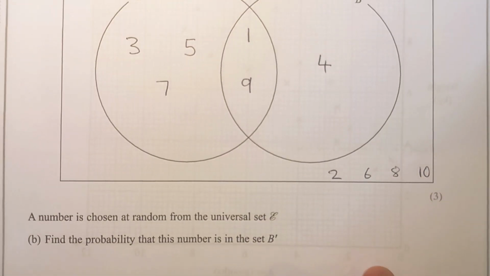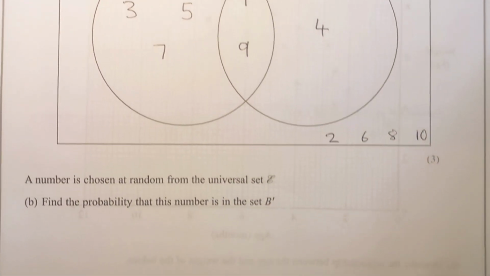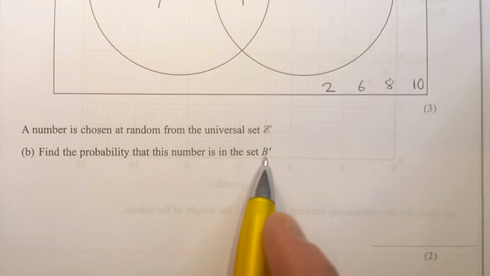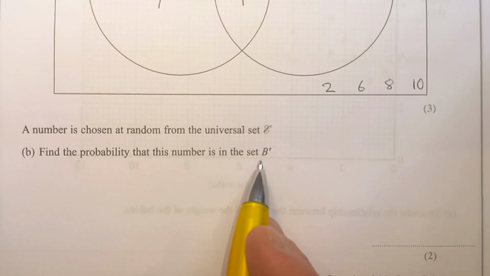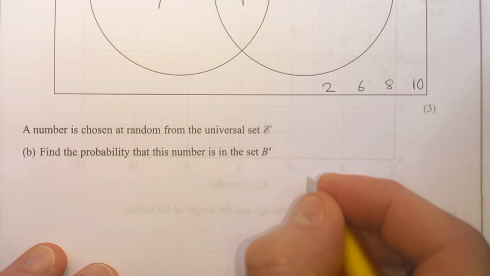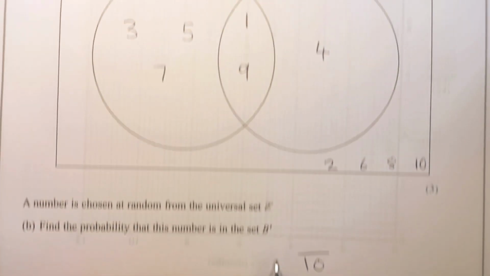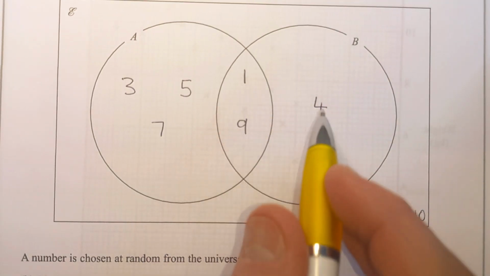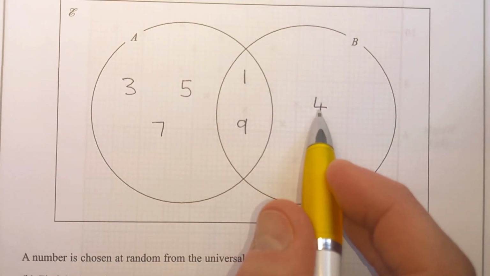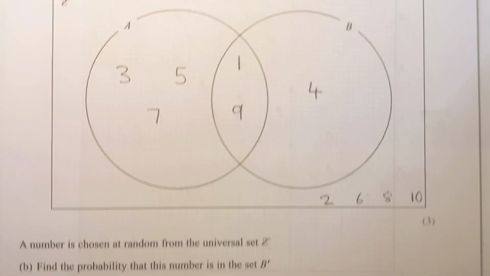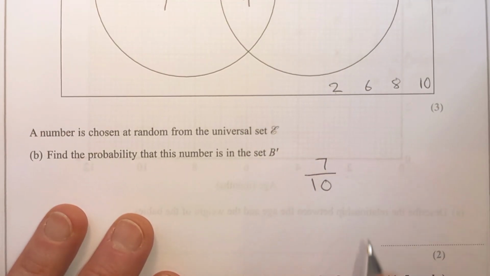And then we're told a number is chosen at random from the universal set. Find the probability that this number is in the set B dash. Well, B dash means not B. Well, we know we've got 10 numbers in total. So if it's not in B, well, we've got 1, 2, 3 numbers that are in B. So the ones not in B are going to be 1, 2, 3, 4, 5, 6, 7. So we're going to have 7 tenths.